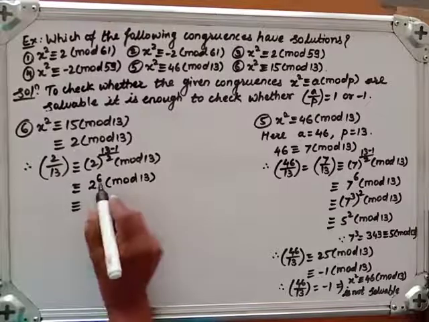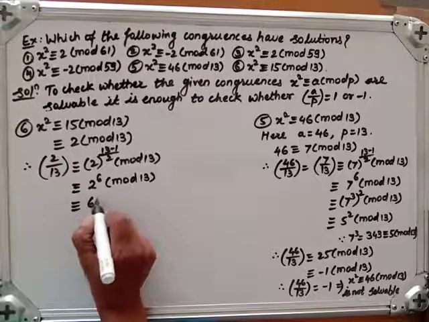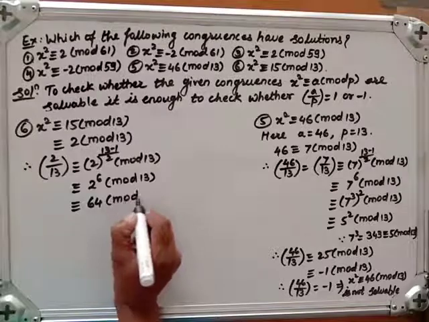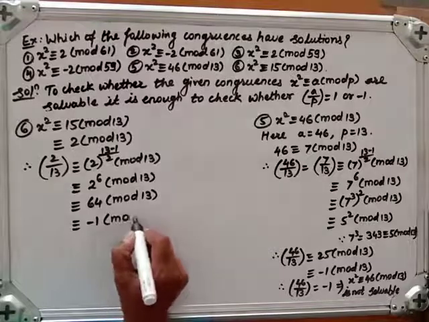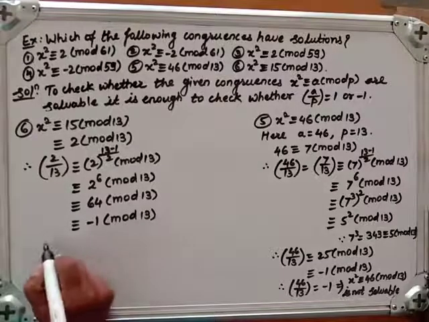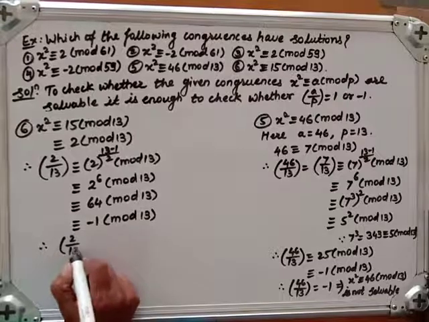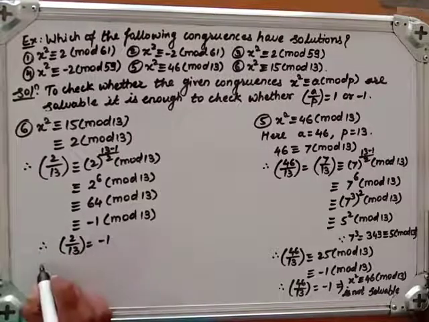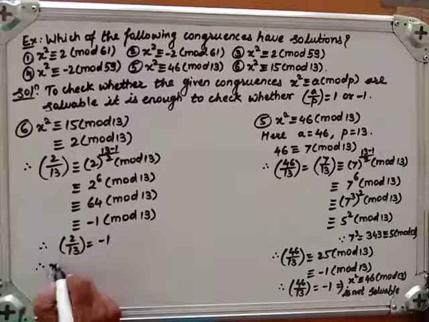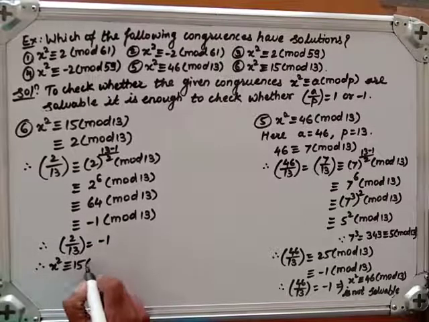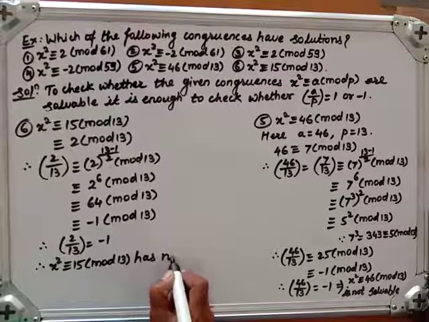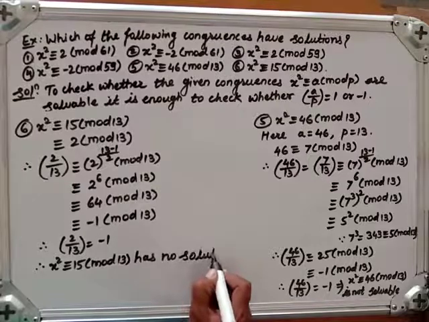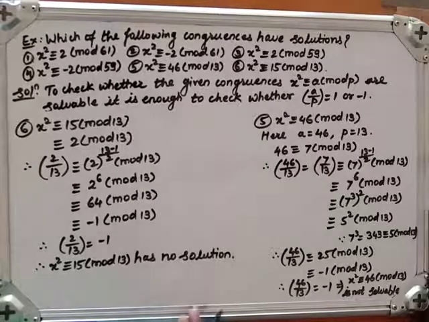That is equivalent to 2 raised to 6, which is 64, modulo 13. 64 modulo 13 is the same as minus 1 modulo 13. Therefore, the Legendre symbol of 2 over 13 is minus 1. Therefore, x squared congruent to 15 modulo 13 has no solution.